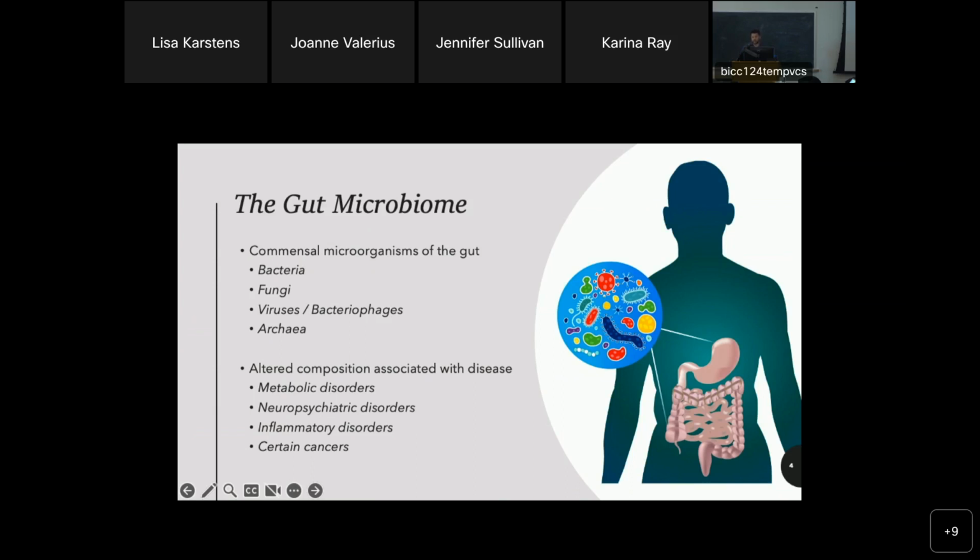However, the more diverse the community is, the more stable and resilient that community is to change. And this is important because altered gut microbiome composition has been associated with various different disease states, including metabolic disorders, neuropsychiatric disorders, inflammatory disorders, and certain cancers, among others.